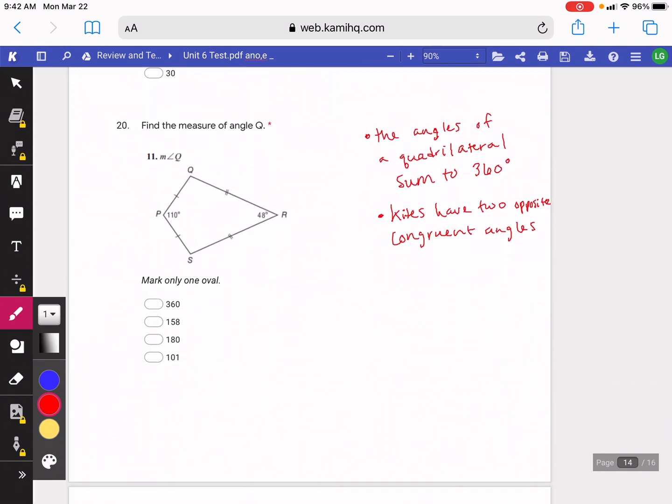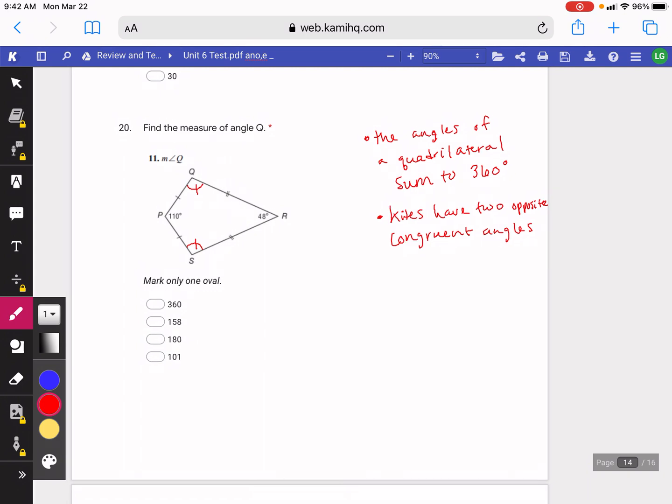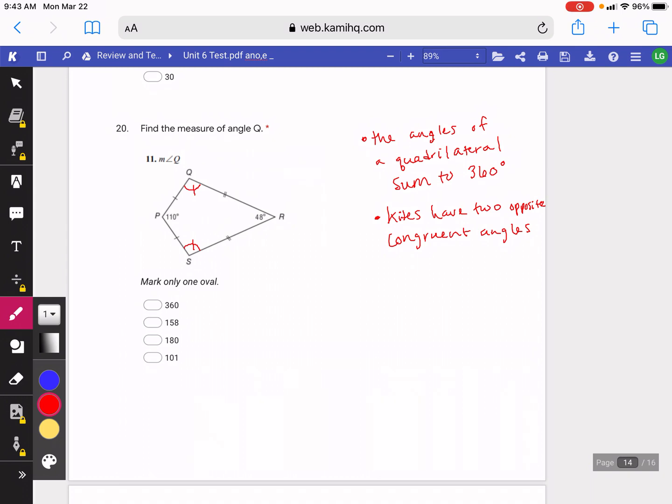This next one wants us to find the measure of angle Q. We know that since this is a kite, the opposite angle of Q, angle S, is congruent. And we also know, since it's a quadrilateral, that all 4 angles add to 360. So what I would do first would be to add the 2 angles we do know, because angle P and angle R, if we add them to angle Q and angle S, they all sum to 360. So angle P and angle R are 110 and 48.